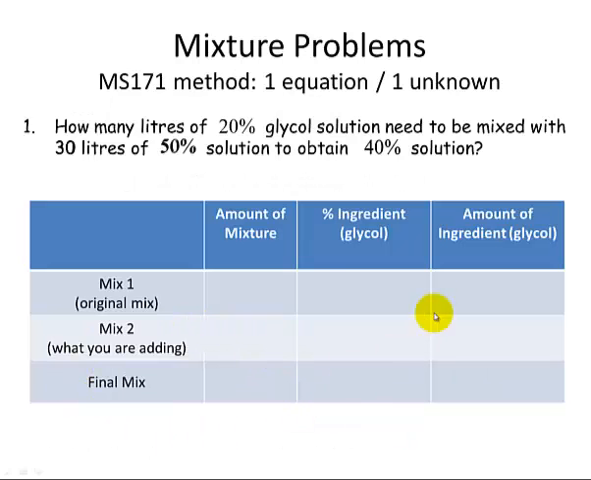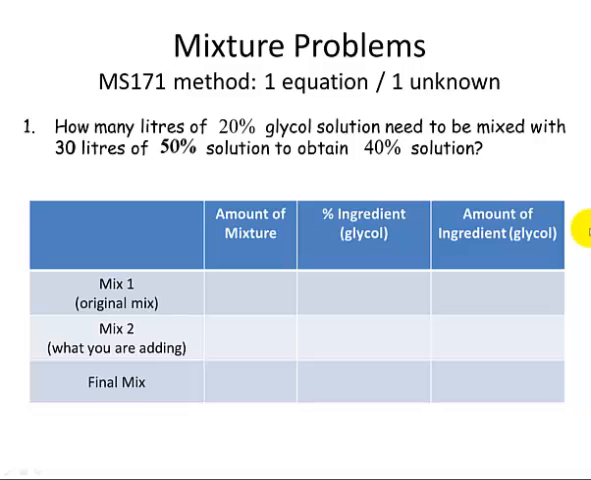So here's the template of my table with the mix 1, mix 2, the final mix, the amount of the mixture, the percent of what we have, and the amount of what we have. Our example is: how many liters of a 20% glycol solution need to be mixed with 30 liters of a 50% solution to obtain a final 40% glycol solution. So our ingredient of interest is glycol. We have 20% glycol, 50%, and then 40%. That's why we have here the percent ingredient glycol, and then the amount of the ingredient glycol.